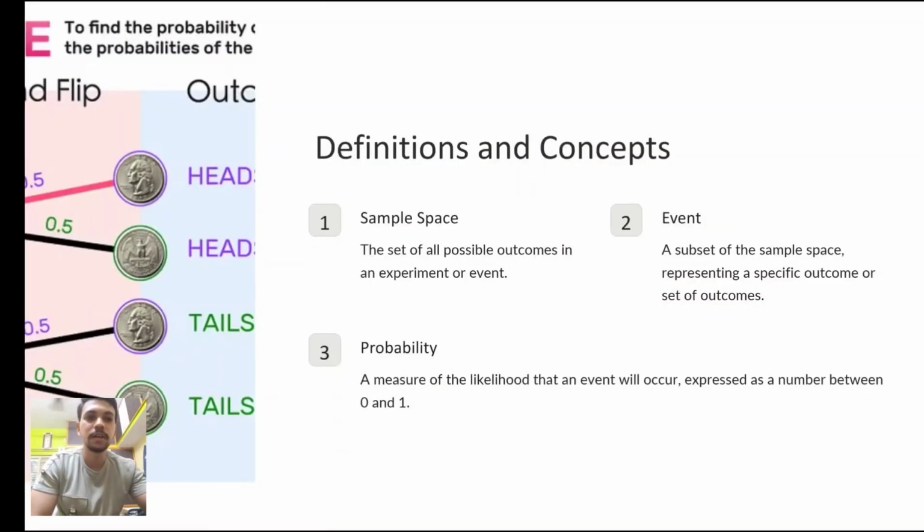The next one is definition and concept. There are three concepts, that is sample space, event, and probability. The first one is sample space, the set of all possible outcomes in an experiment or an event. It is known as a sample space. And the event is a subset of the sample space, representing a specific outcome or set of outcomes. It is known as an event. And the other one is probability, a measure of the likelihood that an event will occur, expressed as a number between 0 and 1. It is known as a probability.